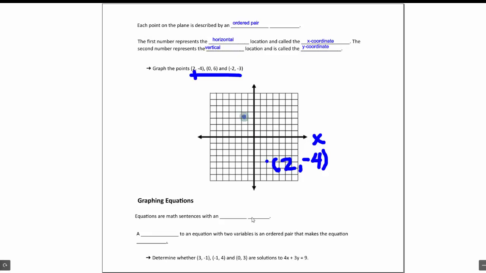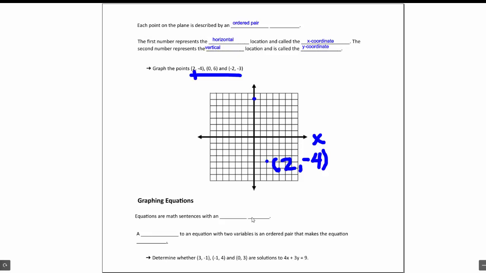Okay, so our second point is, switching pens here. I'm going to get better at this, I promise. (0, 6). So our x coordinate is 0. So that means we don't go to the left or the right. We're going to be right here in the middle. And notice we're right here on this line. And then 6. 1, 2, 3, 4, 5, 6.